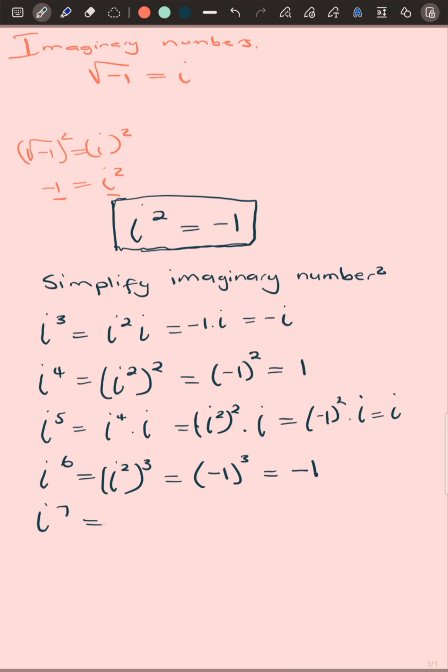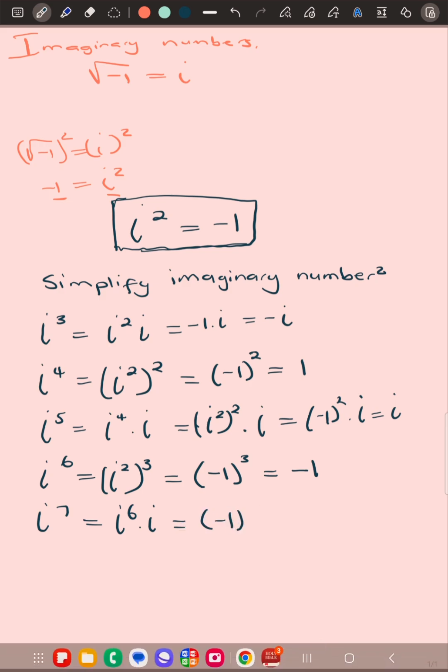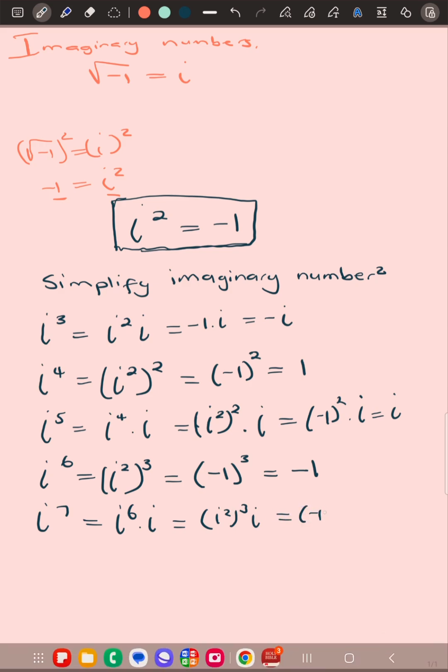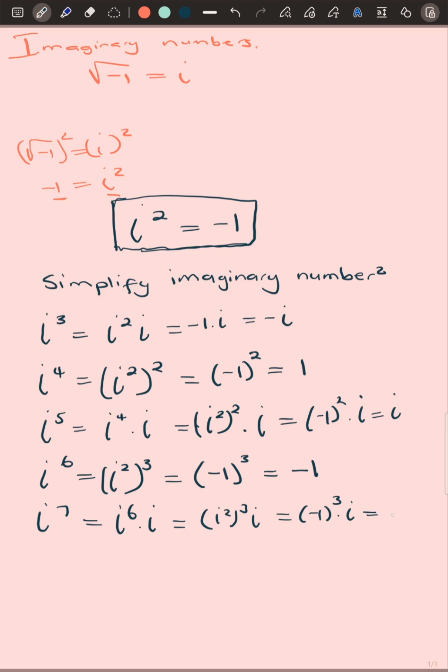i exponent 7 cannot give me i squared straight. What I need to do is change exponent 7 to an even and an odd. So the even will be i exponent 6 times i. i exponent 6 is i squared exponent 3, then the extra i gives me 7 i's. Then I'm going to have i squared, which is negative 1, cubed, times i. And negative 1 cubed is negative 1, times i, giving me negative i.